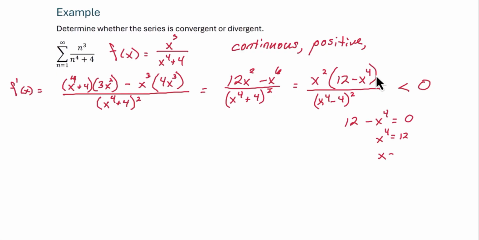Take the 4th root of both sides. And the 4th root of 12 is roughly 1.86. So it's not quite where we wanted. We wanted it to be smaller than 1 or starting at 1 because our series is starting at 1. But we can say that it is decreasing on 2 to infinity and go from here. So from here, we will use the integral test.